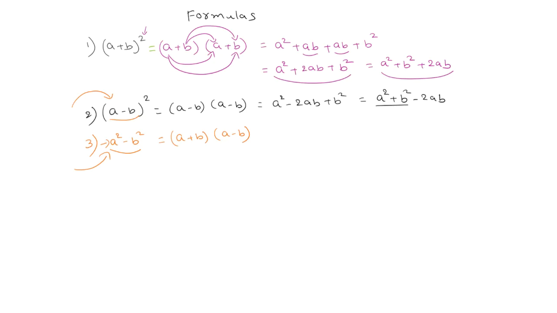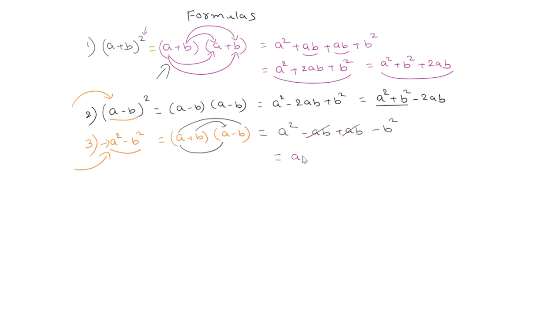We'll have a small check whether this is how it really happens. Just do the same multiplication which we did earlier, a plus b into a minus b. Similarly, a into a will become a square, and a into b will become, this time with the minus symbol, minus ab. Then b into a will become plus ab, and at last plus b into minus b will become minus b square. If we perform that operation, here minus ab and plus ab get cancelled.